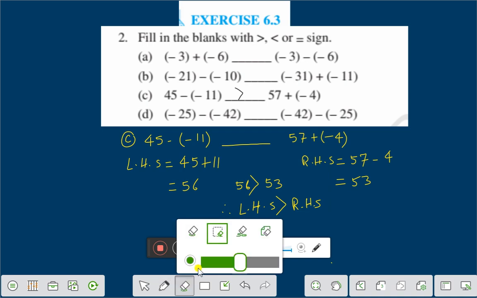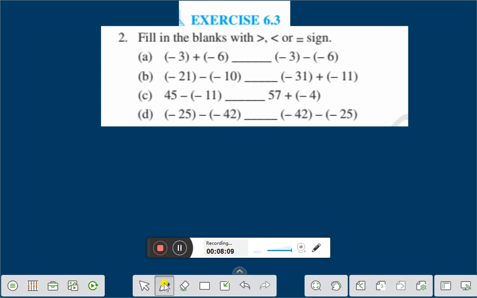Question number D is, let us write what is question number D. Here you see question number D, that is minus 25 minus of minus 42 dash, and this is in bracket minus 42 minus of in bracket minus 25, right?